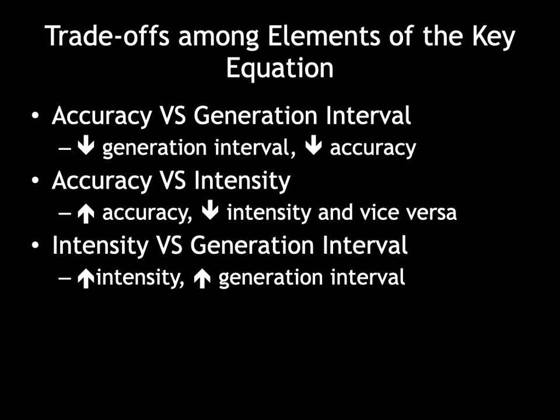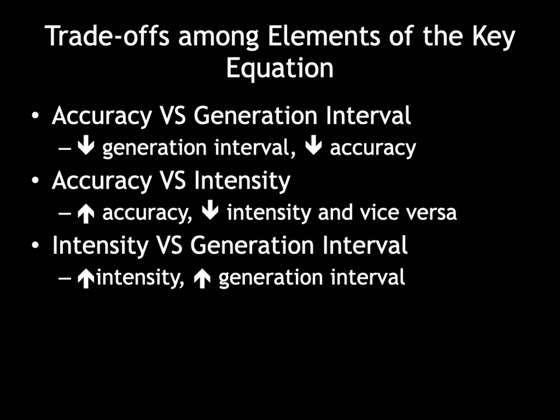There are trade-offs among elements of the key equation. This is because one element is dependent on the other elements in the key equation. For the four factors in the key equation, breeders need to really understand the relationship between the elements. For the first one, accuracy versus generation interval.